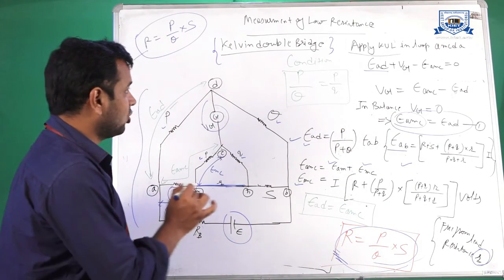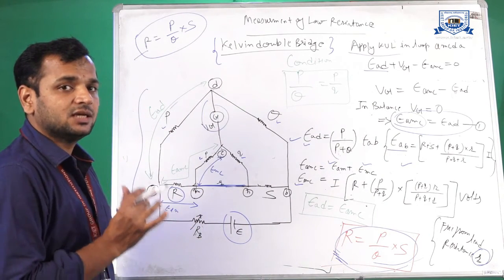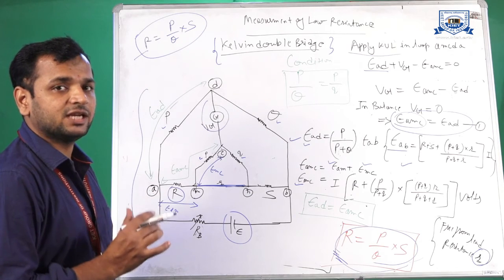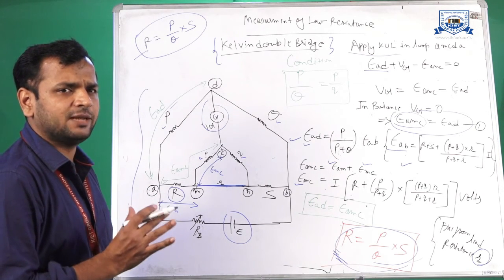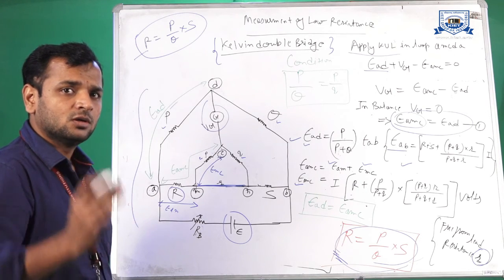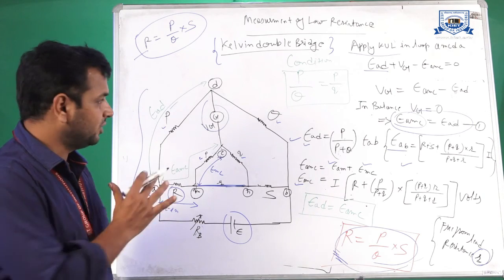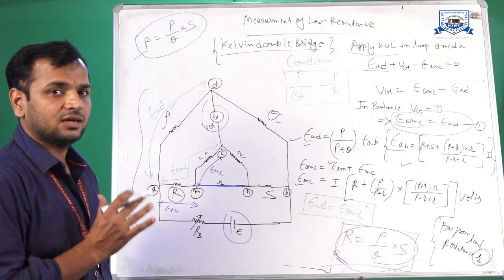So that is all about the Kelvin double bridge, and it is very suitable for measuring the value of low resistance, that is below 1 ohm. Approximately 0.0001 ohm to 1 ohm we can measure with the help of this circuit very accurately.